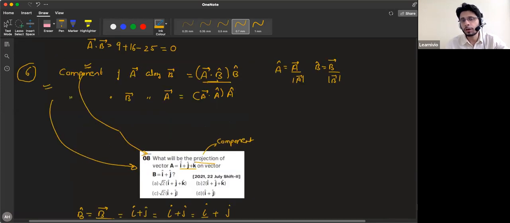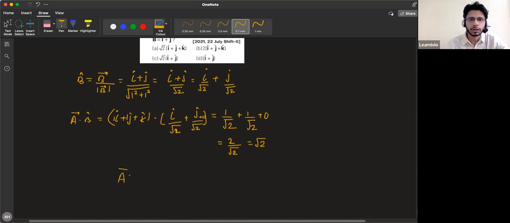And the component of A along B is not A dot B cap. It's A dot B cap into B cap. So A dot B cap is root 2, multiplied by B cap. B cap is I cap by root 2 plus J cap by root 2. See, root 2 and root 2 will cancel. So this will be I cap plus J cap. So D is the correct answer.